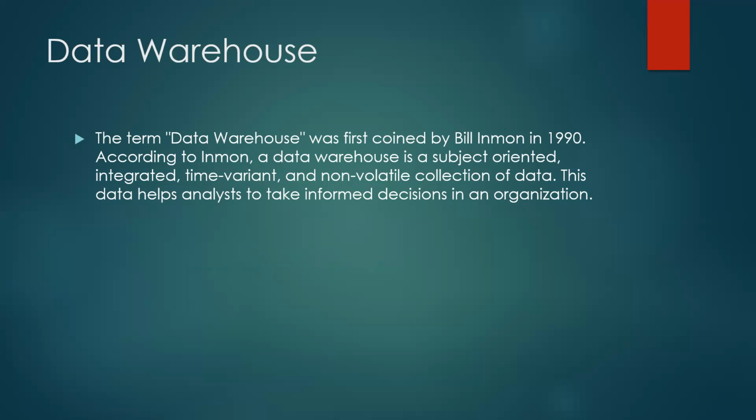The data warehouse term was first used in 1990. What it says is that a data warehouse is a subject oriented, integrated, time variant, and non-volatile collection of data. These are some of the features, and we'll talk about these features in some time. This data helps an analyst to take informed decisions in an organization.